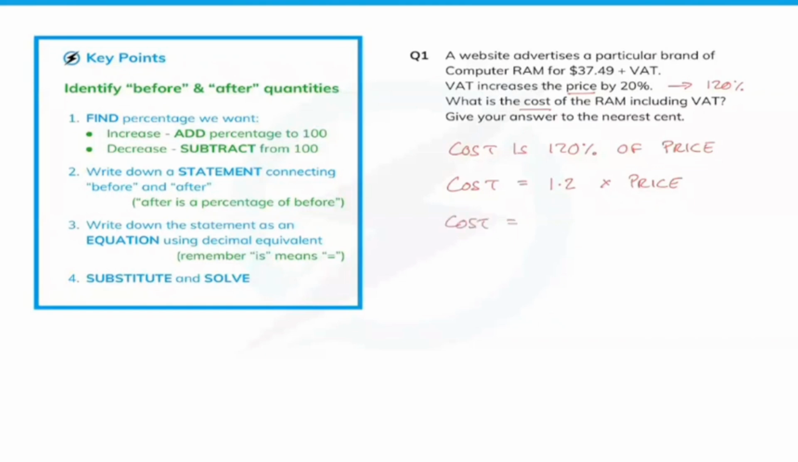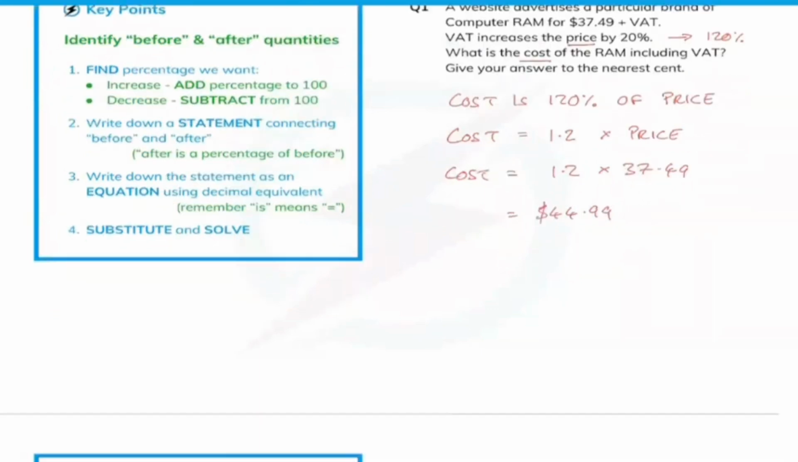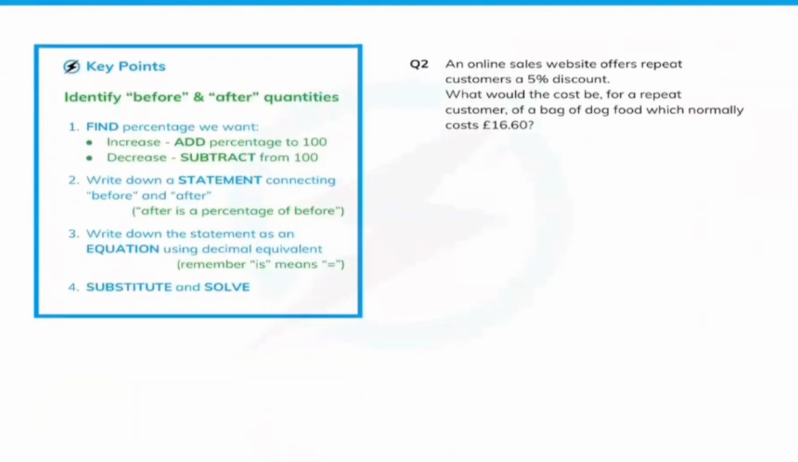So cost equals 1.2 times 37.49, and 1.2 times 37.49 is, to the nearest cent, 44.99. And that is in dollars, I believe. Right, let's try a slightly different question.